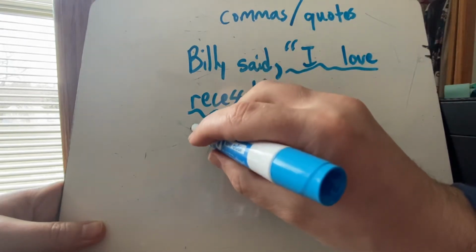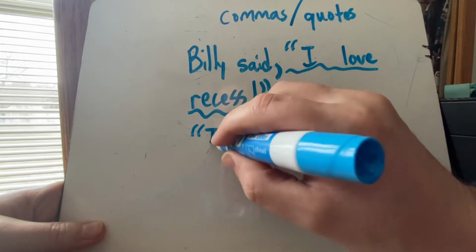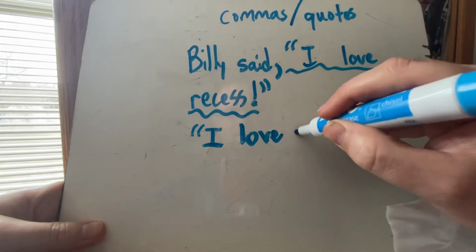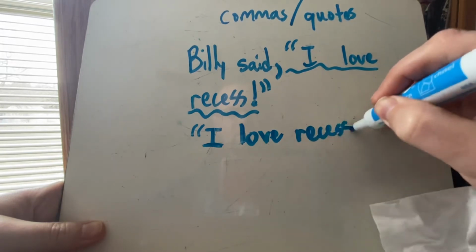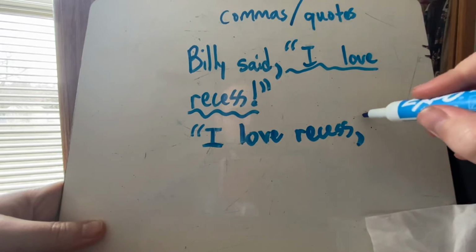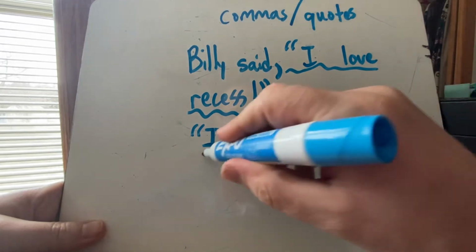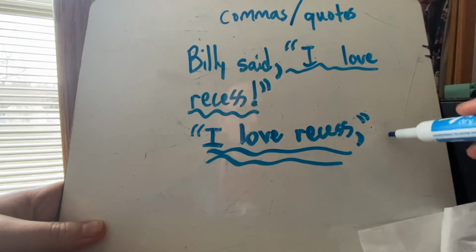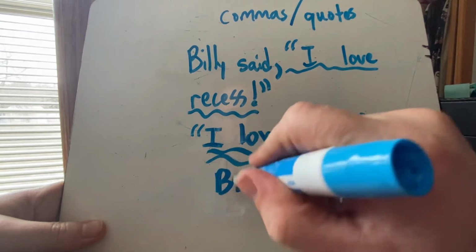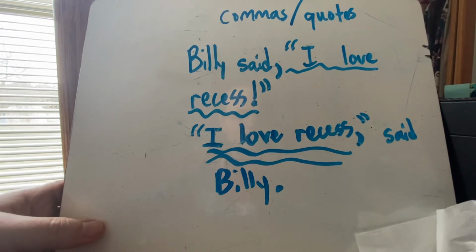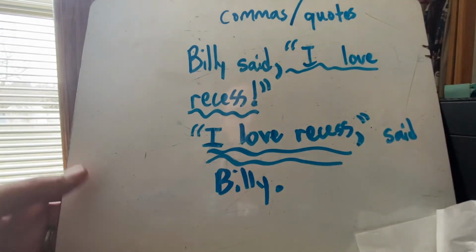If it's the other way around, if we find out Bill was talking at the end, still same thing. I love recess. I'm going to put the comma here because that's where we're going to pause. Quote, because again, that's what he's saying, so we need to put the quote afterwards. And then said Billy, period at the end. Two different ways to show the quotes.